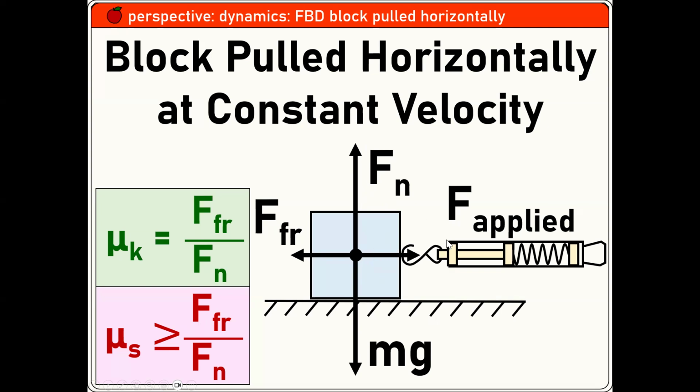Now he was pulling with 3 newtons. He said, well, it's going constant velocity, therefore the friction must also be 3 newtons to cancel out the forces horizontally. Let's got that, right? Now let's take a look at this green box right here.